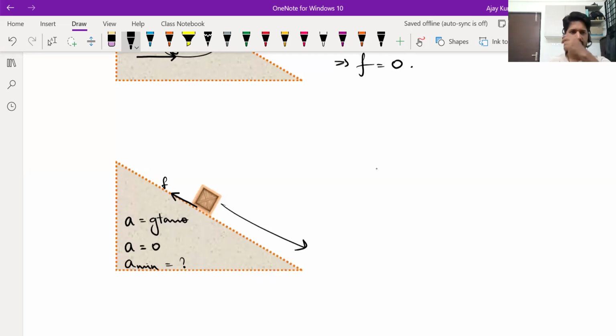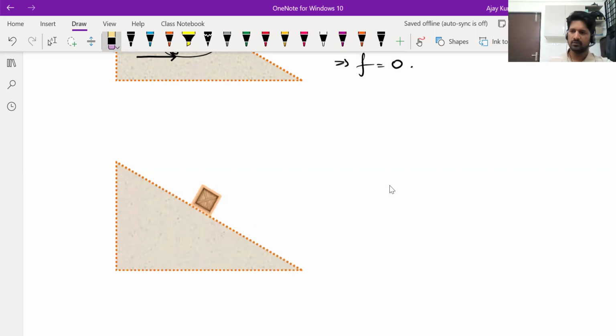Are you all able to visualize this or not? Sure, so there'll be a specific acceleration where it won't slide down at all. There is a specific minimum acceleration at which the block does not slide down the incline. What if it's more or less than that? We'll come to that.